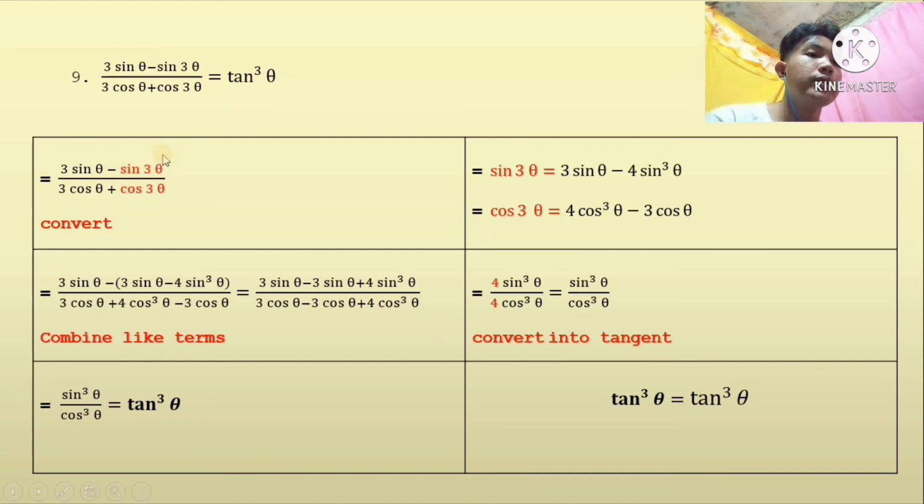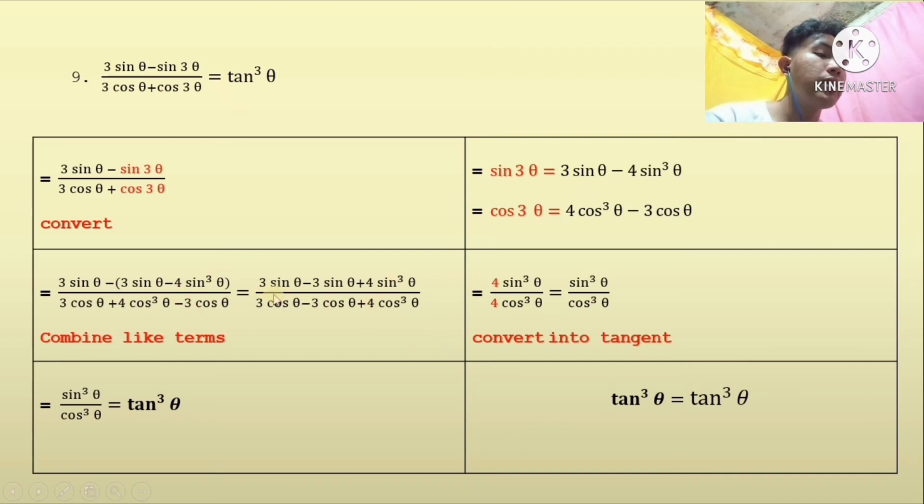So, convert sine 3 theta and cosine 3 theta. Sine 3 theta is equal to 3 sine theta minus 4 sine cubed theta, and cosine 3 theta is equal to 4 cosine cubed theta minus 3 cosine theta. So, our equation will be 3 sine theta minus (3 sine theta minus 4 sine cube theta) over 3 cosine theta plus (4 cosine cubed theta minus 3 cosine theta).